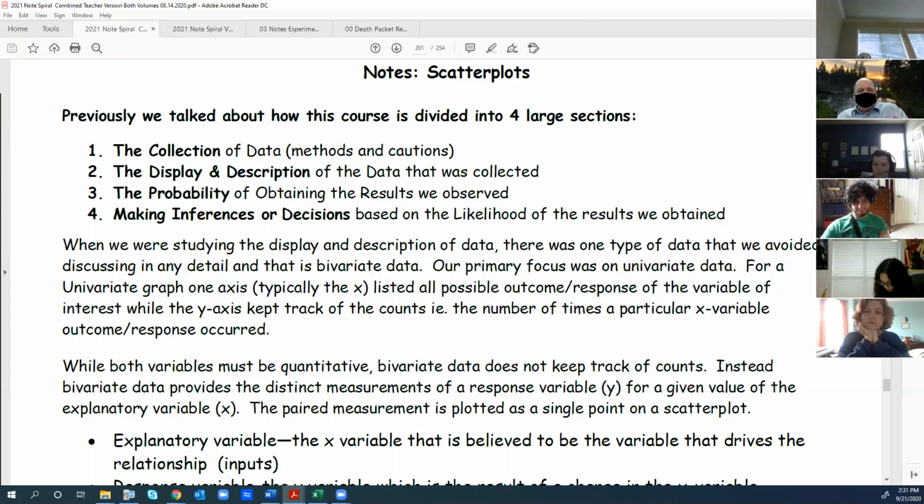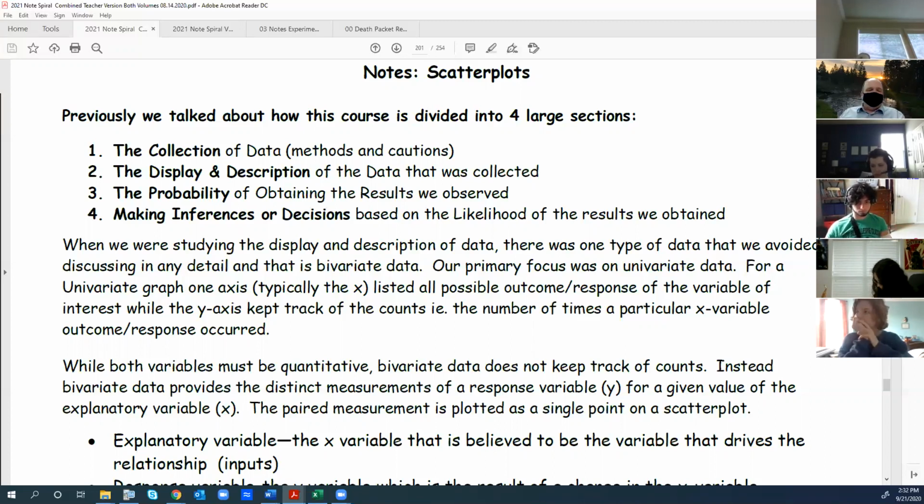When we were doing it, we had a variable on the X axis. Maybe it was height, maybe it was weight, maybe it was grade point average. It really doesn't matter. And then on the Y axis, we had a counting. How many people had GPAs of that? How many people were this tall? Okay, so the Y was purely a counter and the X was some variable.